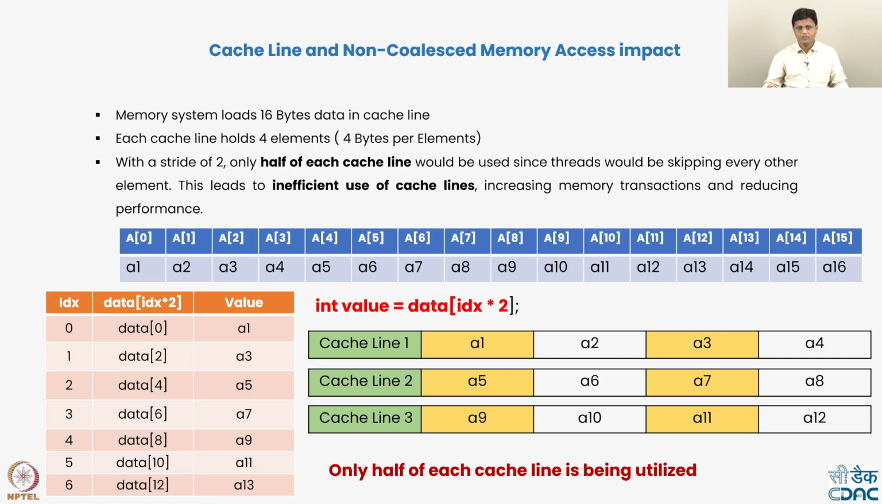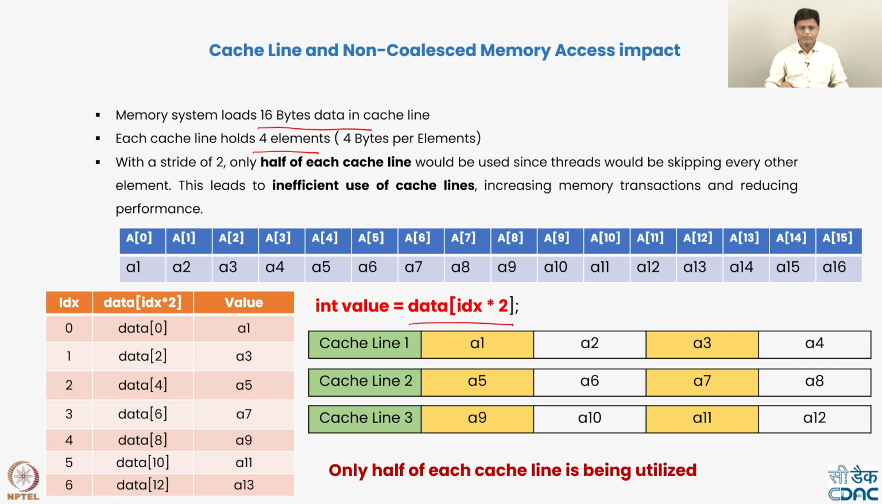Now, I will discuss the cache line and non-coalesced memory access impact together. Suppose the memory subsystem loads 16 byte data in a cache line, that is my assumption, and I know that each cache line holds 4 elements, 4 byte per element, and I am applying this logic, the one whose impact I have already seen earlier.